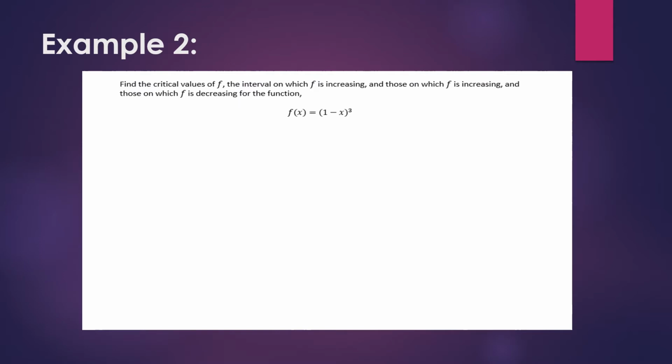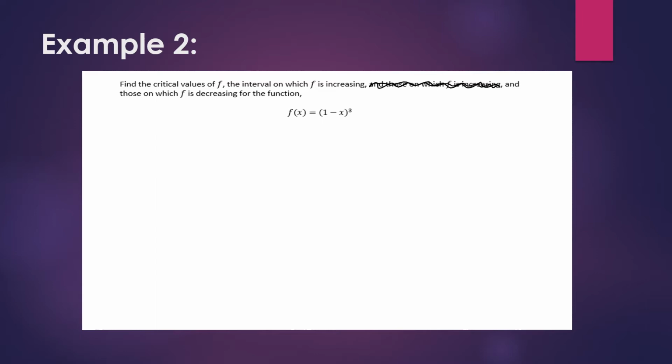So example 2, I think there's a little typo in this problem, so we're going to have to fix it. It says, find the critical values of f, the intervals for when f is increasing, and those on which f is increasing. So it's asking about increasing twice. So let's just get rid of that. And those where f is decreasing for the function.